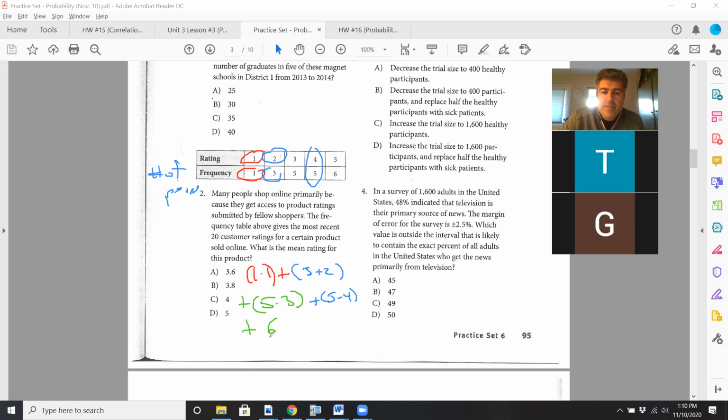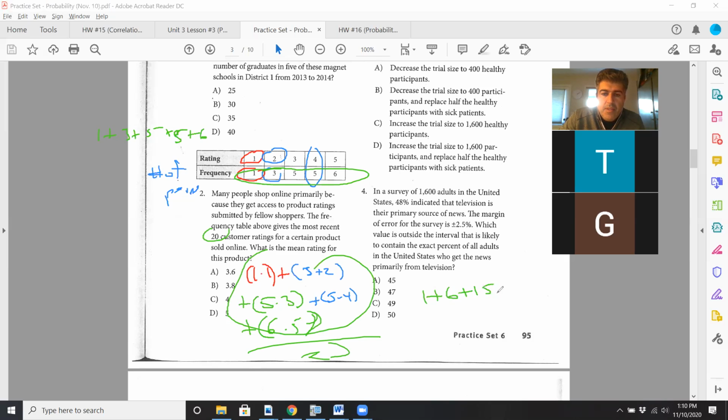6 people. Right. And then if we add up this entire row, this tells us how many people were involved. How many people were involved? 1 plus 3 plus 5 plus 5 plus 6. So it's a total of, if you add it up, 20 people. Well, they just said 20 people, duh. So you add all this up and divide by 20. So if you add all that up, that's going to be 1 plus 6 plus 15 plus 20 plus 30 over 20.